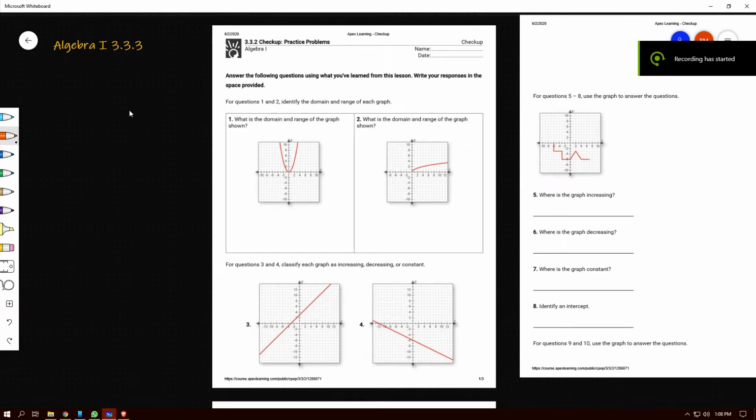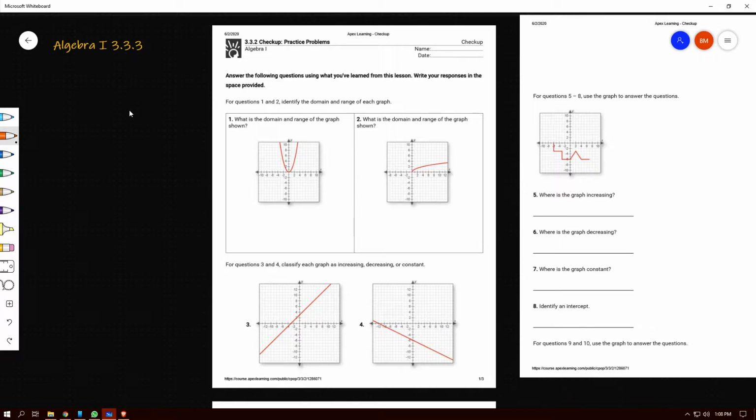All right, we're going to be doing Algebra 1, 3.3.3, which is graphs of functions. I have the checkup problem like we've been using right here inside the thing, so hopefully I'll be able to edit it as we go on here. All right, question number 1. What is the domain and range?